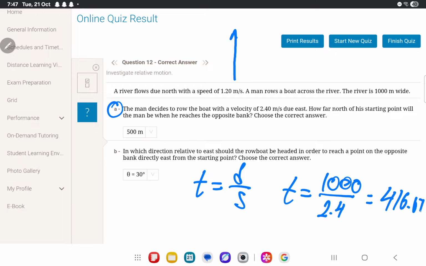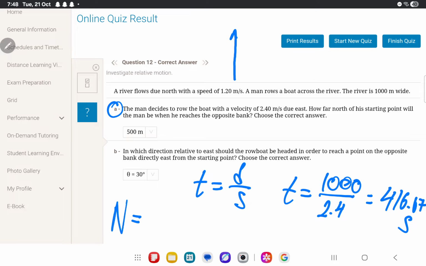416.67. Please, no one start with meters per second. I swear to God, if I see someone in the comments. This is seconds. Okay, now the distance is going to be how much the water pushed him up by, right? So how much are you drifting by? Let's call this the north drift, okay?